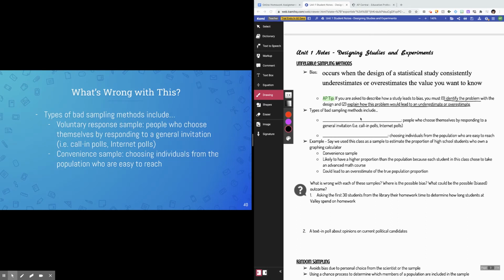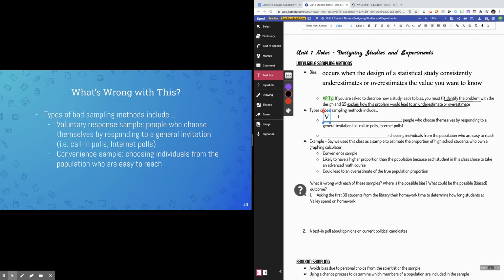Okay. All right. So this is just an introduction to bias, because there's lots of ways that you can sample badly, okay, and only a few ways that you can sample well. Our goal is to sample things well, right? So that way our sample is valid, the results are valid, and we can use them to tell a truth about the population. But here's a couple of bad sampling methods.